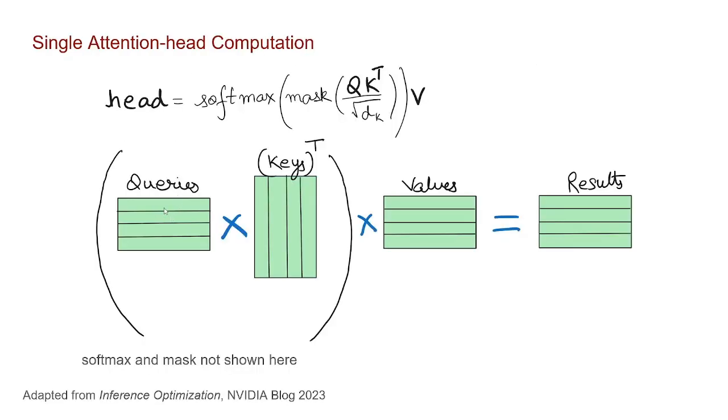So consider the first step where the LLM processes the user query, which is a sequence of tokens here.